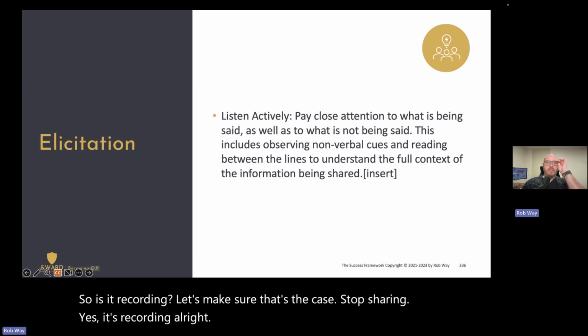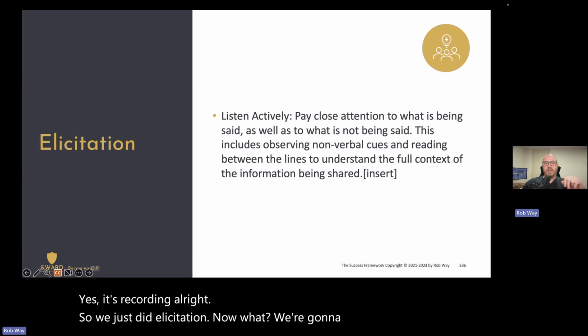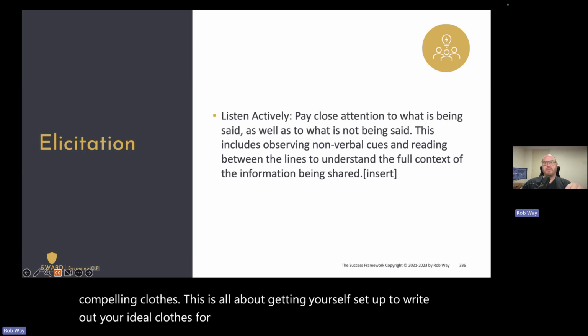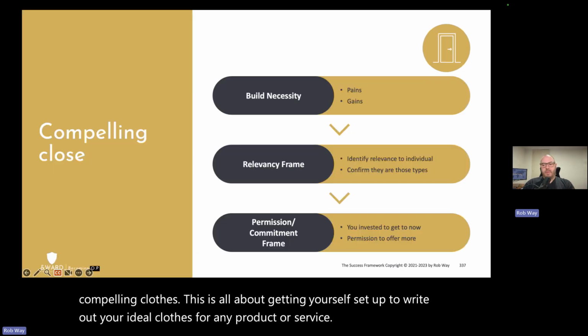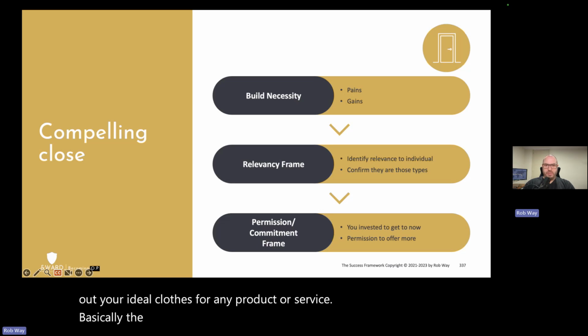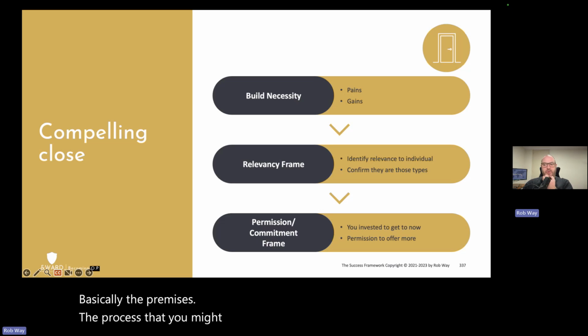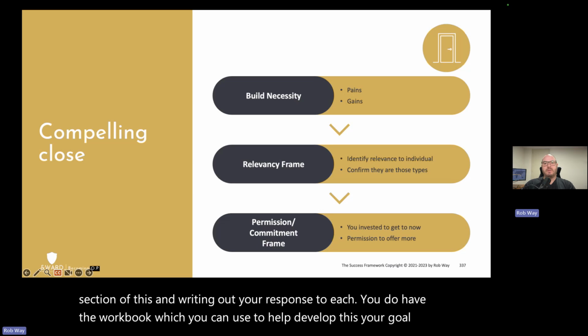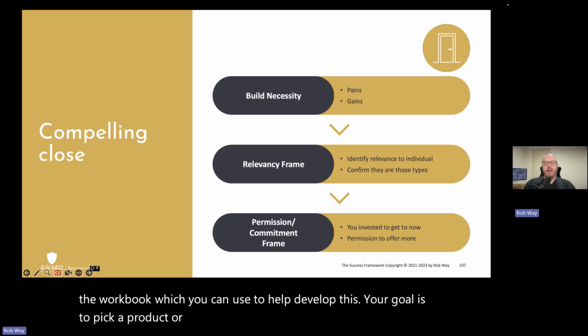So, we just did elicitation. Now what we're going to go to is compelling close. This is all about getting yourself set up to write out your ideal close for any product or service. Basically, the process that you might choose to go through is following each section of this and writing out your response to each. You do have the workbook, which you can use to help develop this. Your goal is to pick a product or service and write a compelling close for it.